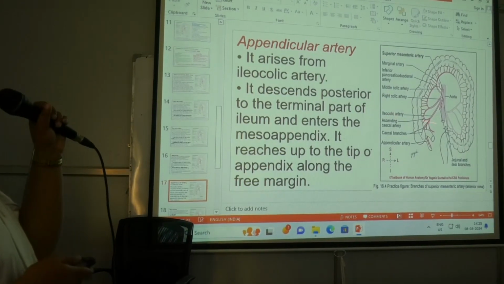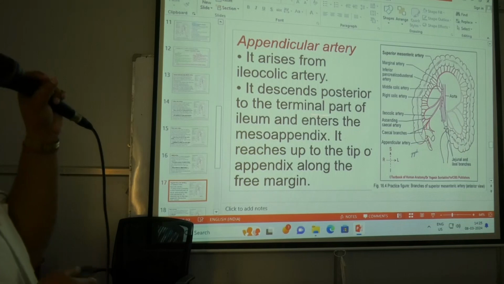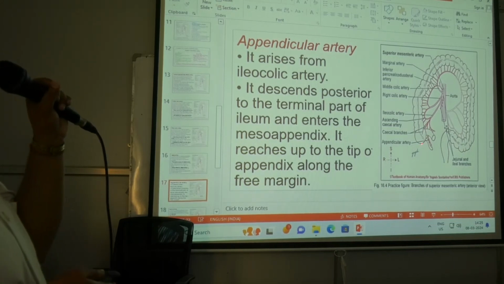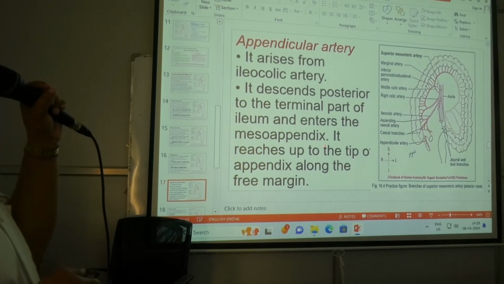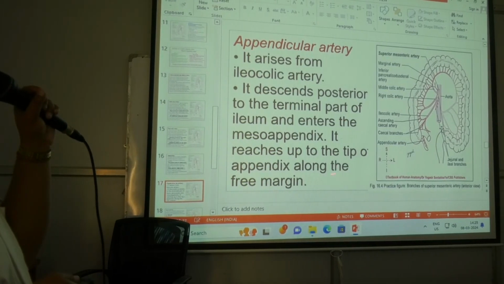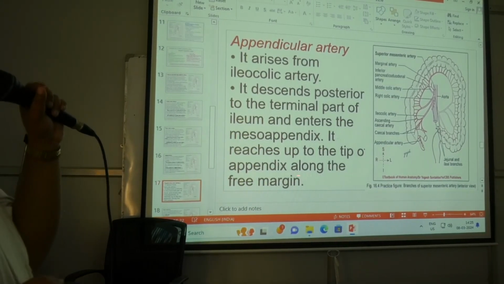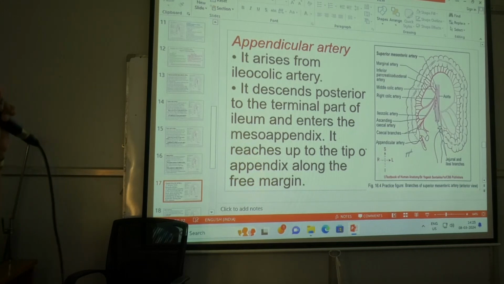It descends posterior to the terminal part of the ileum and enters the mesoappendix. Here is the mesoappendix. It reaches up to the tip of the appendix along the free margin. Okay, so this is appendicular artery.